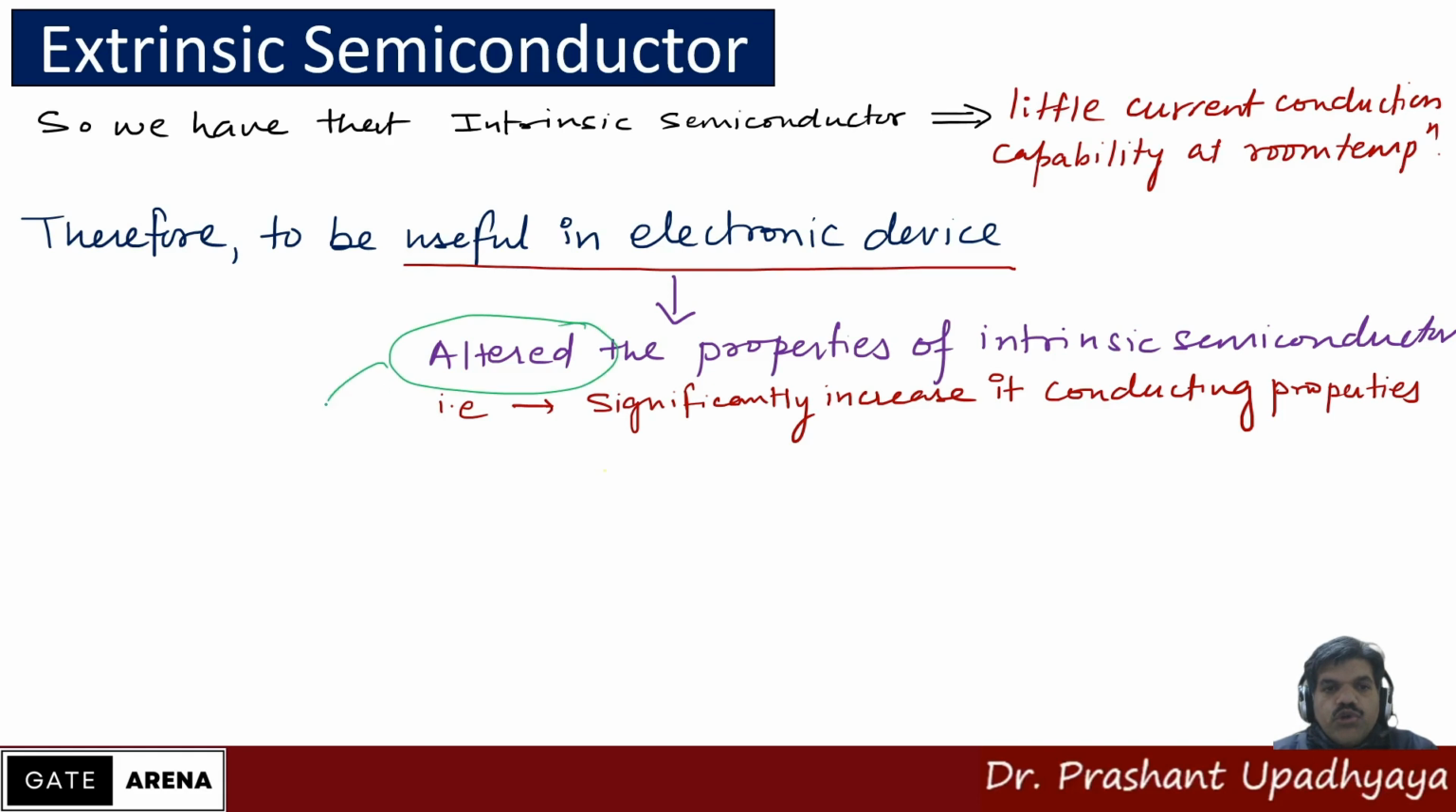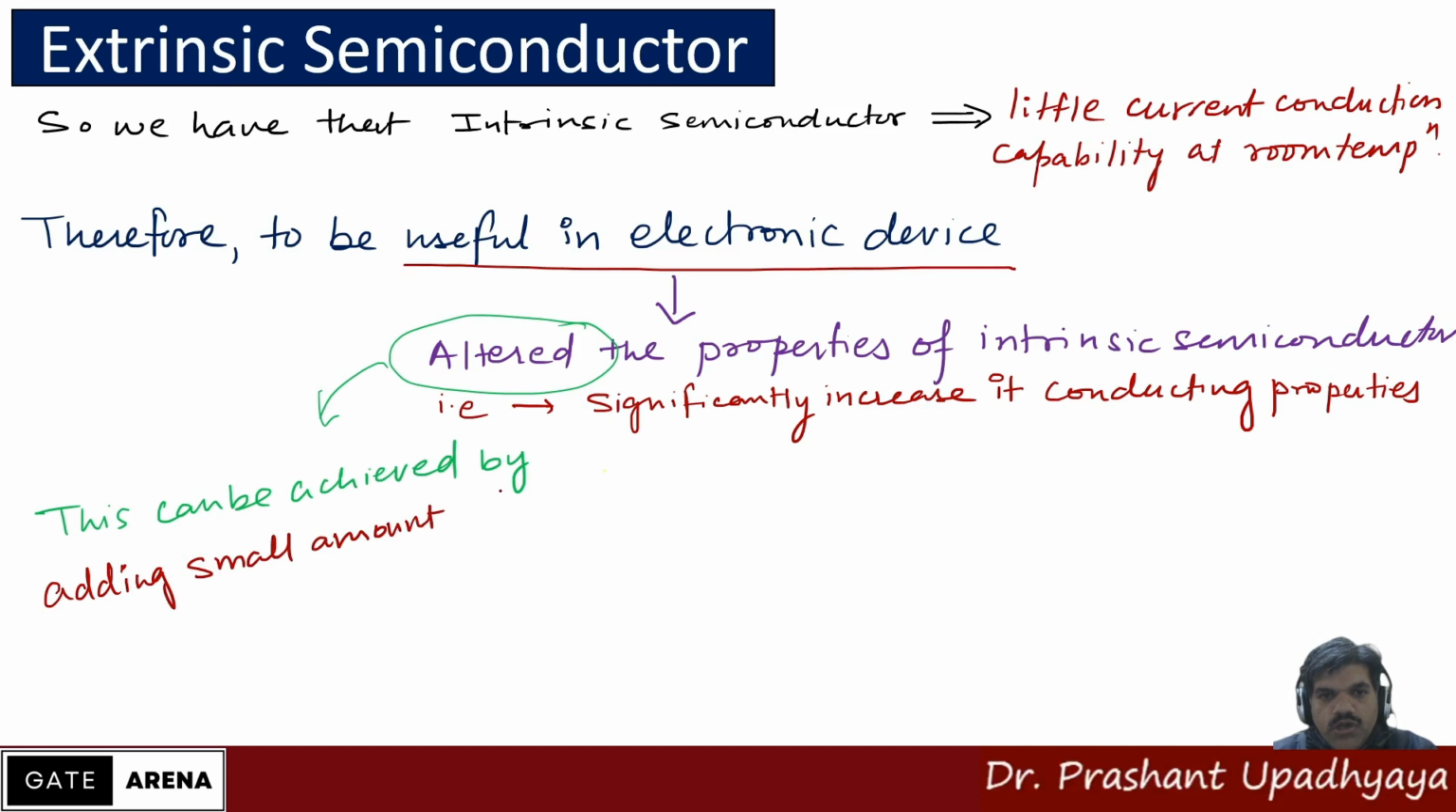Now the question is how you are going to alter the properties of an intrinsic semiconductor. This can be achieved by adding a small amount of suitable impurities. We will discuss in coming lectures what suitable impurities we use, but it is a small amount of suitable impurities in a semiconductor.